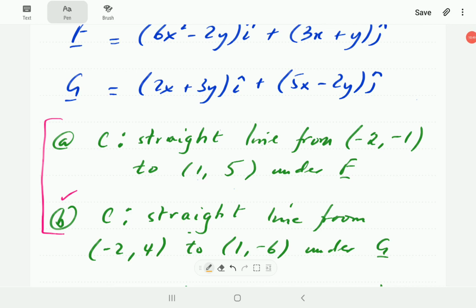Okay, we are now going to scroll down to our solution for B.